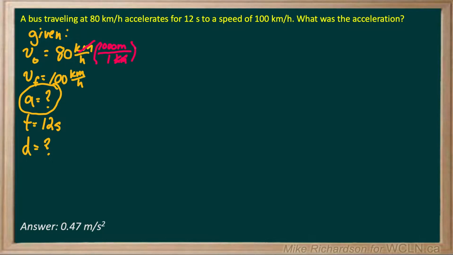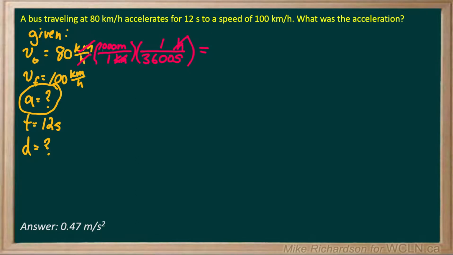I want to get rid of the hours. Since hours is initially on the bottom, I want it on top, and I want to get seconds out of it. There's 60 minutes in an hour, 60 seconds in a minute. 60 times 60 is 3,600 seconds in 1 hour. Notice the hours on the top will cancel with the hours on the bottom, and I'm left with meters on top, seconds on the bottom, so we're good to go.